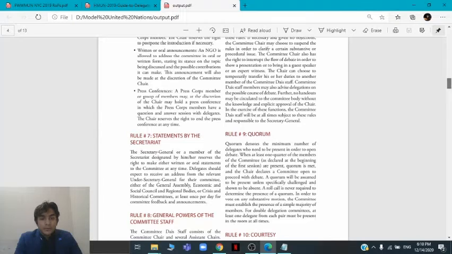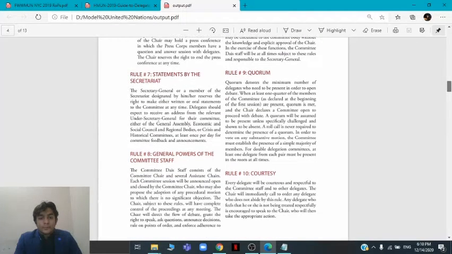Rule number 7 is the statement by the Secretariat, and it clearly says that the Secretary General has the highest position, and whatever the Secretary General says, the delegates are bound to follow. For instance, if the Secretary General says that all the committees in this Model United Nations conference are to be dissolved, it means that every committee is going to dissolve, and there's not going to be any further debate.